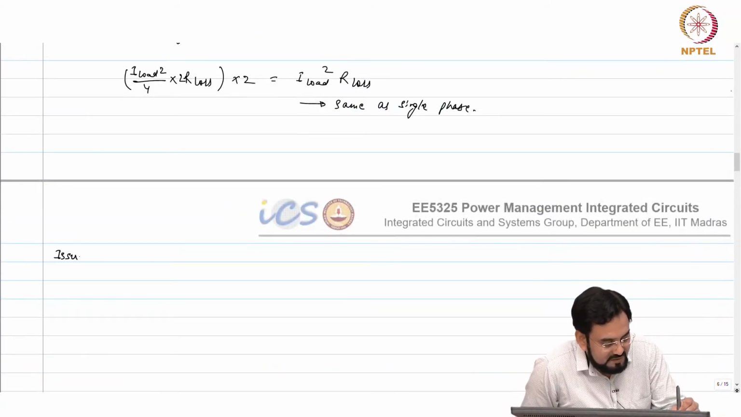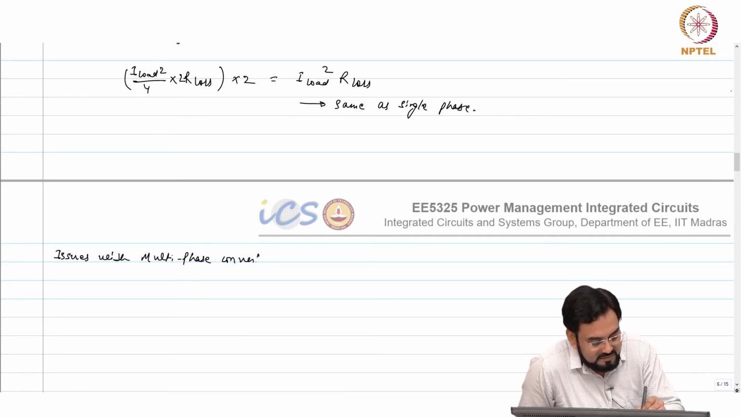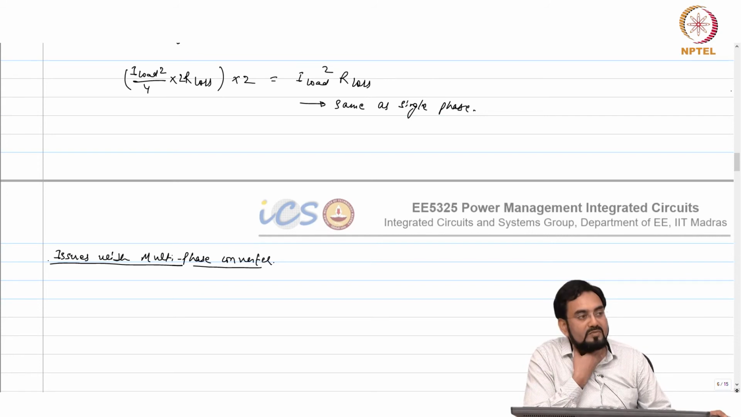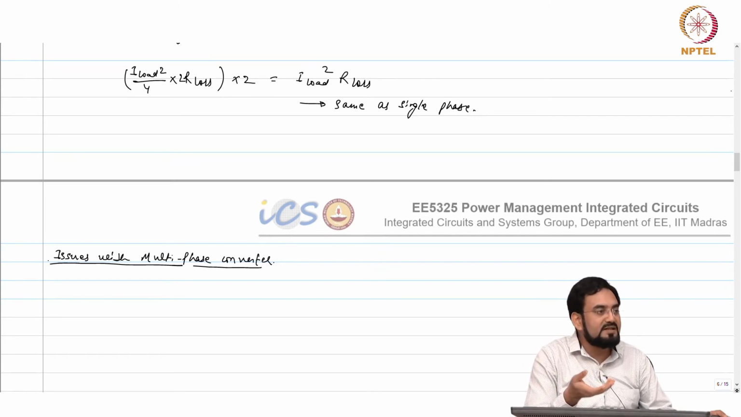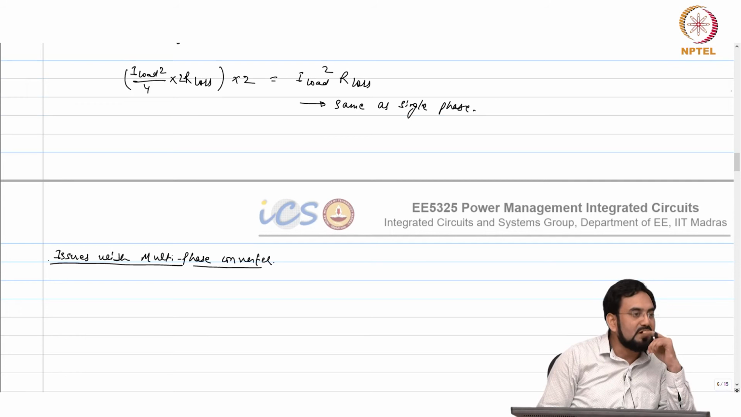Issues with multi-phase converter. There is one very common issue. Can anybody think of that? All the assumptions are that both phases are carrying the same current. But who will decide whether they are carrying the same current or not? How will you ensure that they are carrying the same current? Same current resistance.